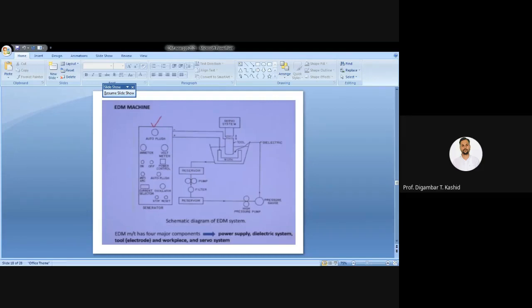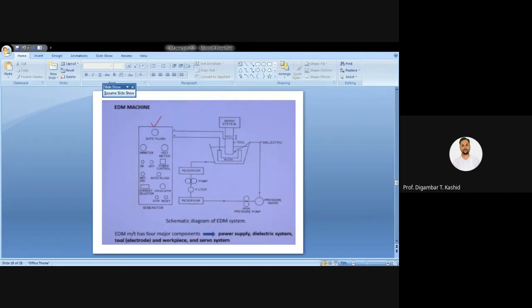Over. Now let us move to its explanation. You can see this is an EDM schematic diagram of the external setup. In the EDM external setup, there are four components. One is, as I already mentioned, the power supply. This is one component of the EDM process.